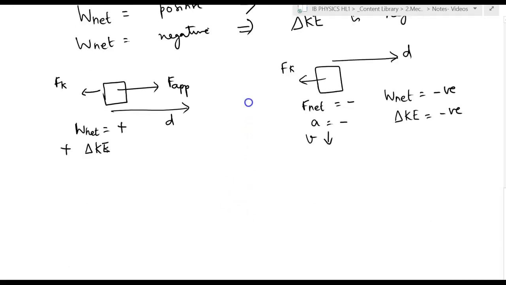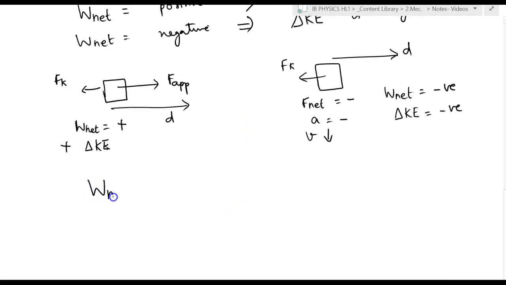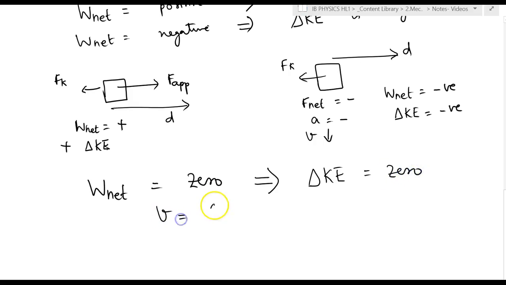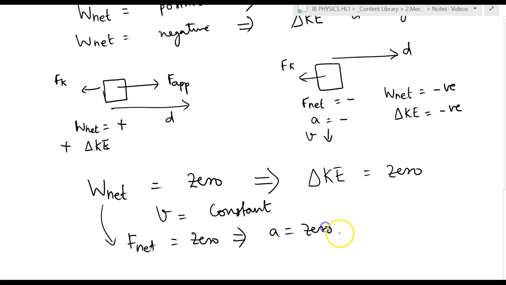There is also a special situation when your net work done is 0. That means that as much positive work as your applied force is doing, an opposing force is doing an equal amount of negative work such that the net work is 0. What does this mean? There is no change in kinetic energy of the system, or the velocity of the system should stay constant. We can also understand that if the net work done is 0, your net force is 0, which means your acceleration is 0, which also implies that your velocity should stay constant.